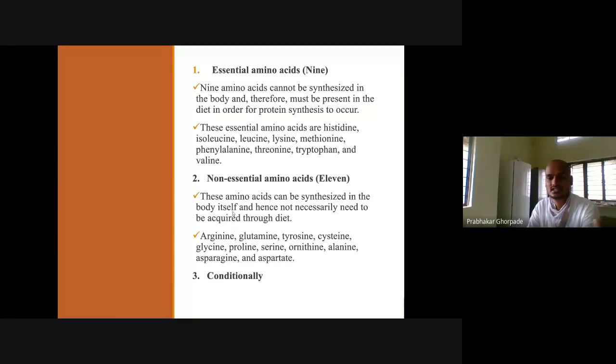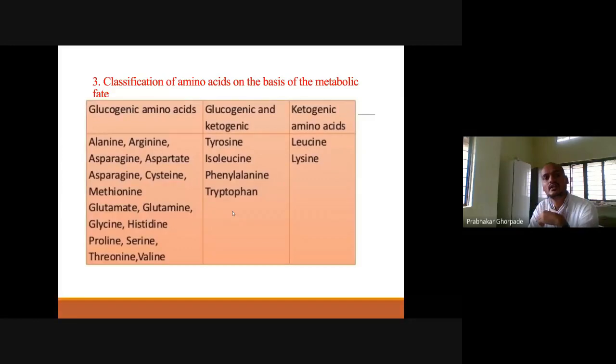Amino acids are classified based on R group structure. Now they have been classified based on essentiality, whether they are essential or not. Likewise, amino acids can be classified based on metabolic fate, right? So amino acids can be glucogenic, both glucogenic and ketogenic, or ketogenic. What do we mean by glucogenic? Glucogenic means these amino acids can convert some part of their structure into glucose. That is why they are called glucogenic. And ketogenic means they can convert some part of their structure into ketone bodies, right?